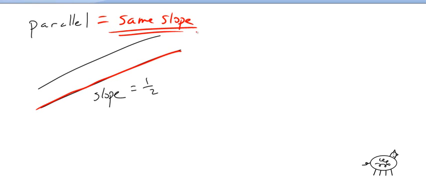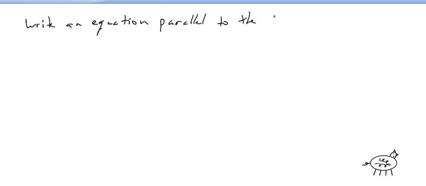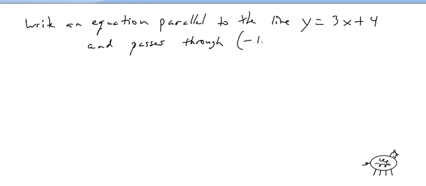So let's do a problem where we're going to use that word. All right. So the wording I'm going to use for your homework is I'm going to say write an equation parallel to the line y equals 3x plus 4 and passes through -1, 4.